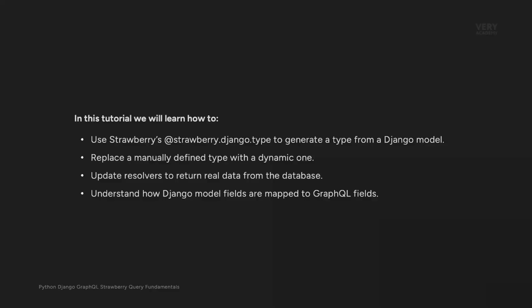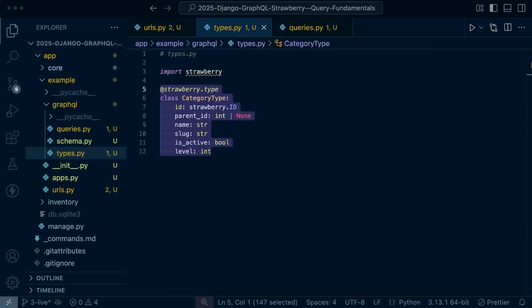Right, so in this tutorial, we'll move from manually writing GraphQL types to using real Django models. Now, Strawberry can generate types directly from our models, making things faster, cleaner, and sometimes more maintainable, especially as your application grows. Right, so the first task, let's upgrade our category type to use the dynamic model-based approach.